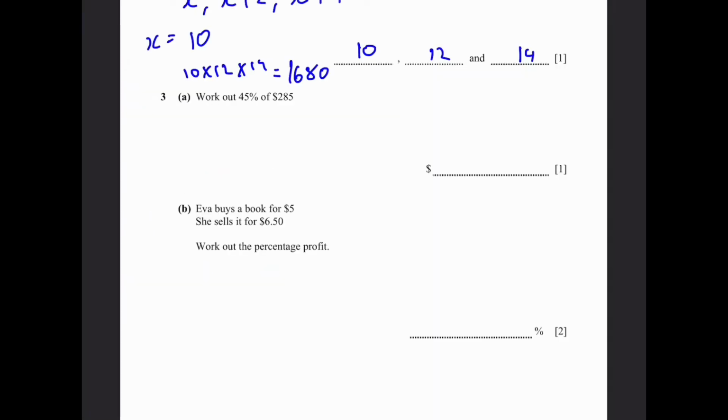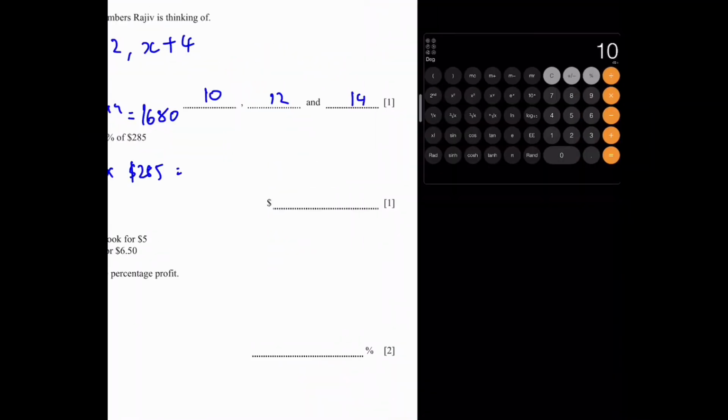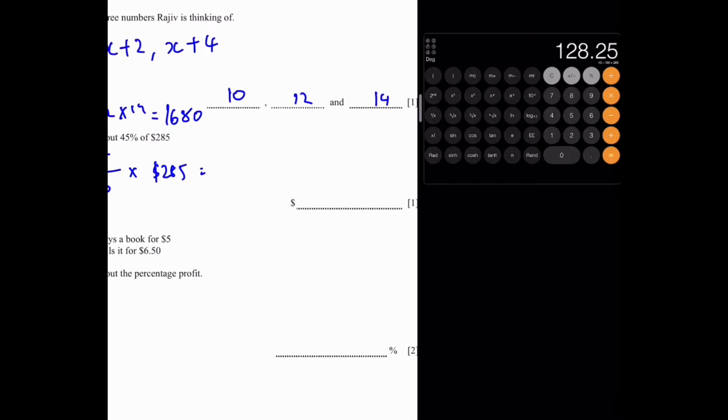Question 3. A. Work out 45% of $285. So that's equal to 45 by 100 multiplied by this value. And let's get a calculator. 45 divided by 100 into 285 is 128.25 dollars.